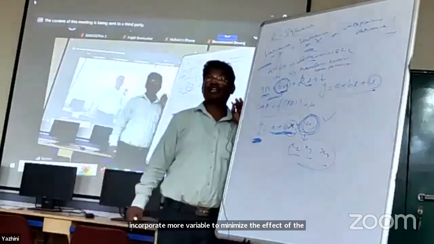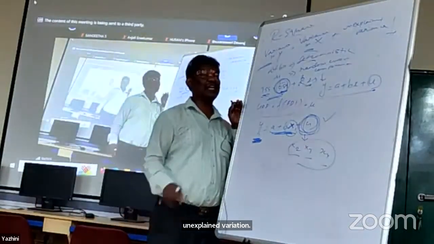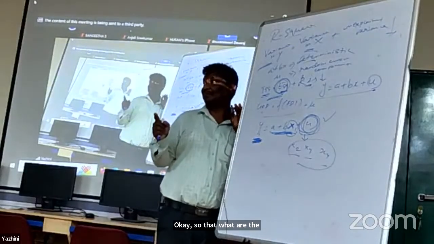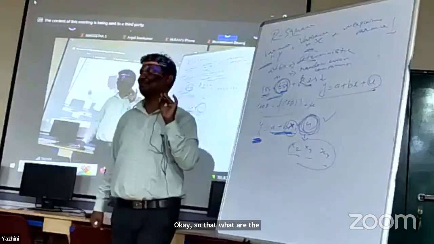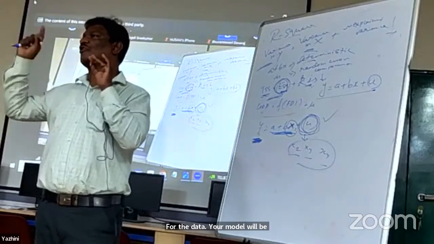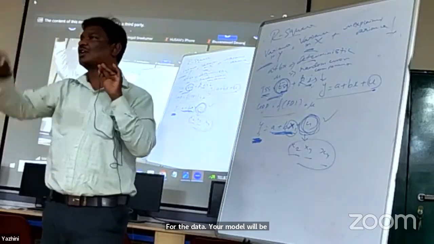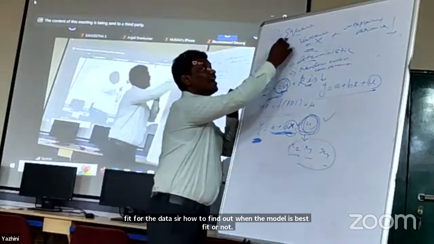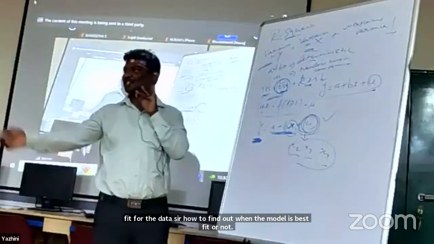Okay, so what are the consequences? So that your model is best fit for the data. Your model will be best fit for the data. Sir, how to find out whether the model is best fit or not? So using R square. While estimating, I will come to that.